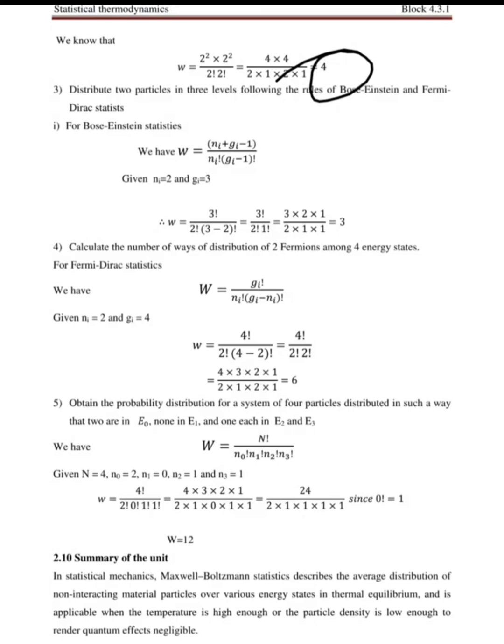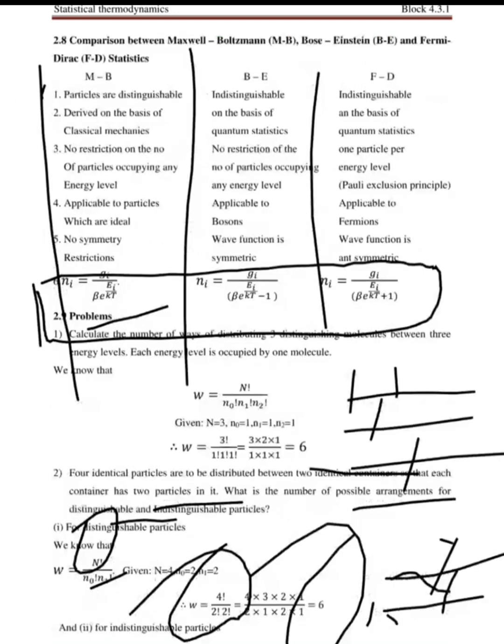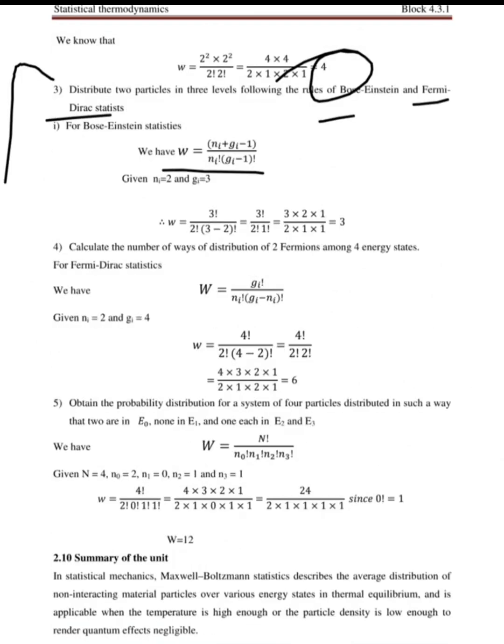Next is problem 3, distribution of two particles in three levels for the following Bose-Einstein and Fermi-Dirac statistics. So for Bose-Einstein, we are going to take this formula where we will be writing W is equal to Ni plus Gi minus 1 factorial divided by Ni factorial into Gi minus 1 factorial. So given number Ni having two molecules, Gi the degeneracy, where W is equal to 3 factorial divided by 2 factorial into 3 minus 2 factorial.